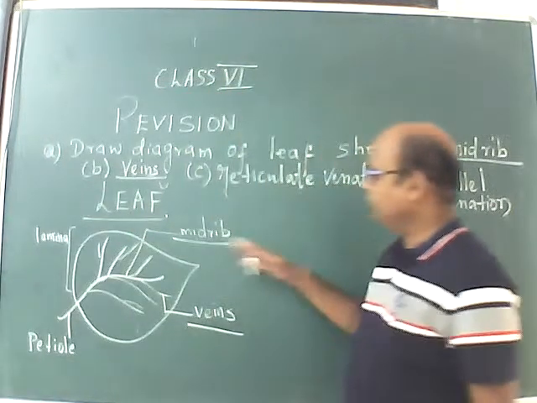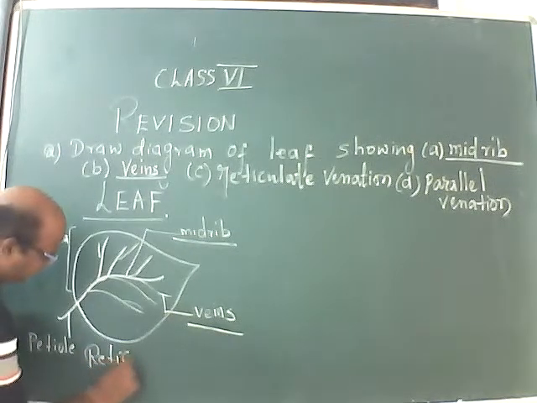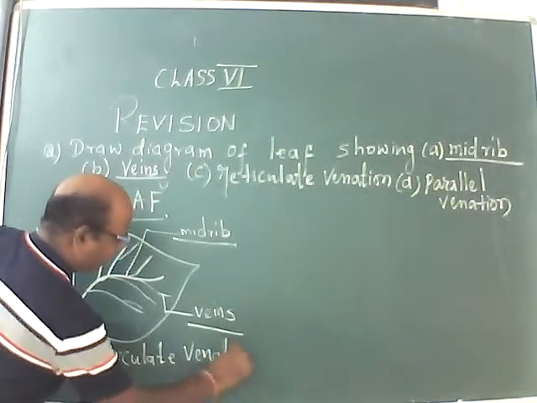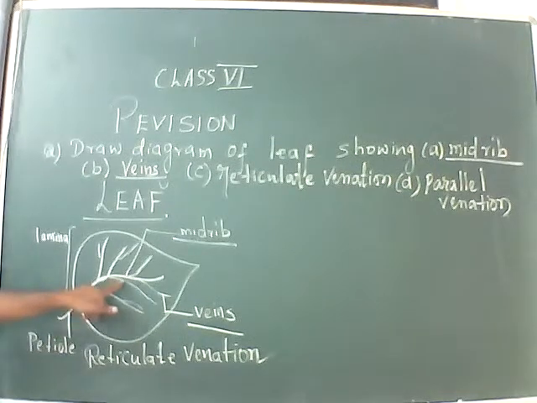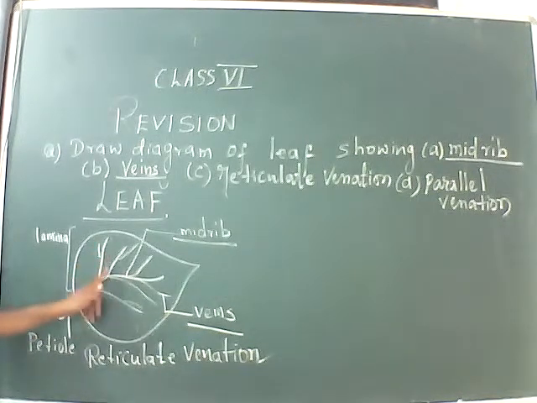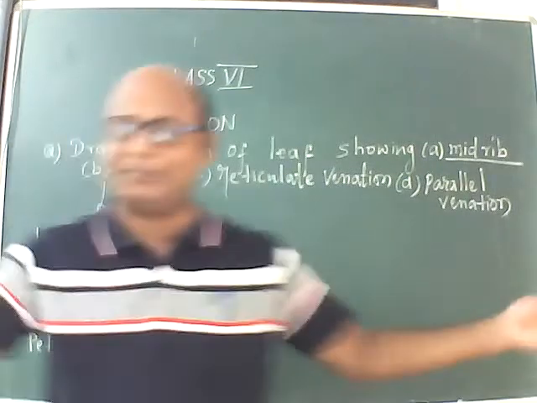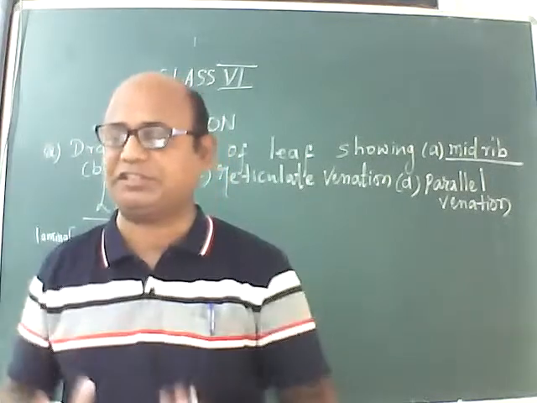So this you write for reticulate venation. Here we will find the midrib continues inside. From this midrib, thread-like structures arise, forming a network-like structure in this lamina. So it is reticulate venation. While in parallel venation, what happens? In parallel venation, these veins are parallel to each other.